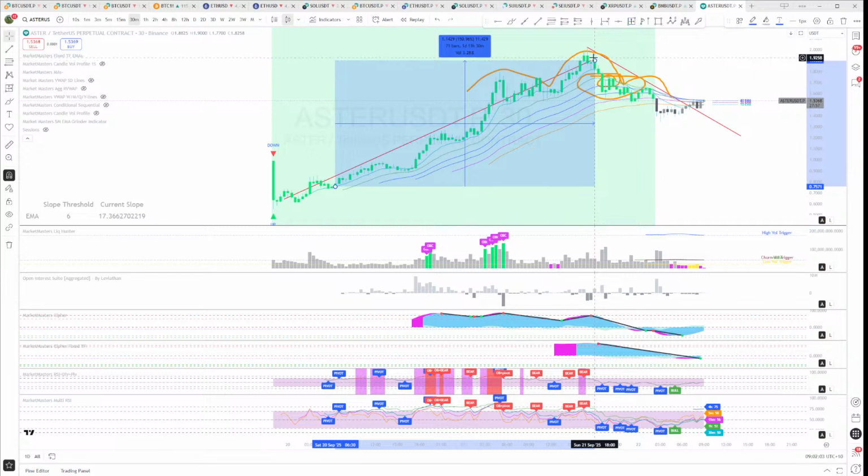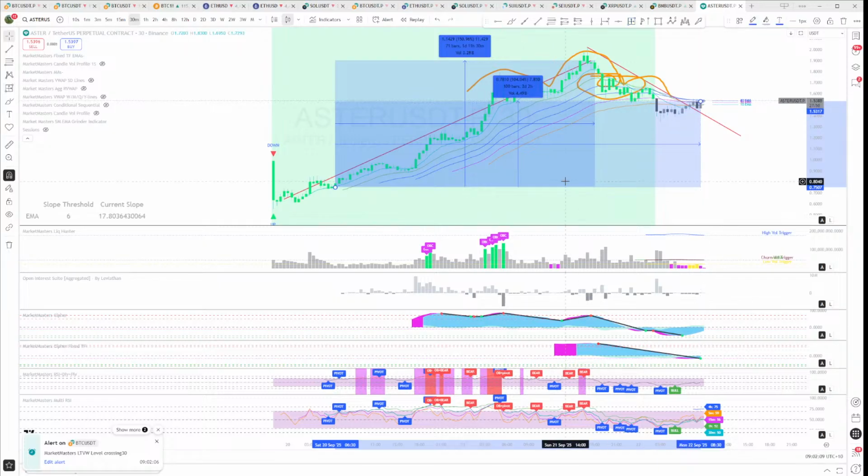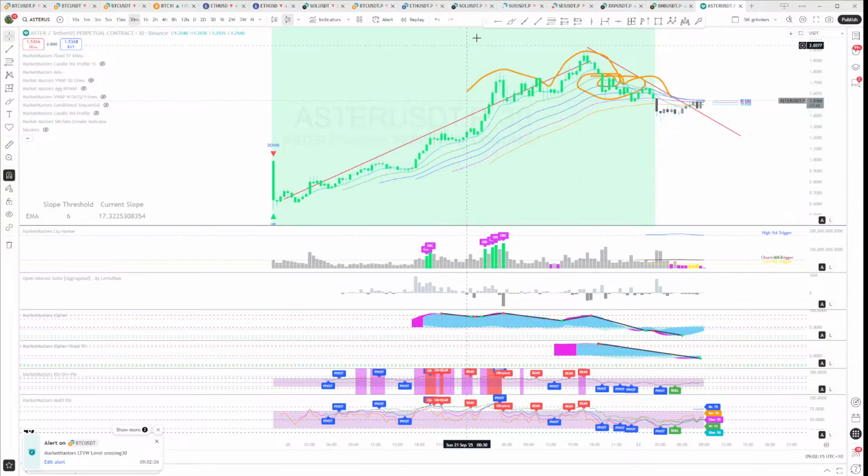150% runner. So yeah, we've come back a bit now. So still sitting at 100%. And yeah, as I said, I've taken profit already. Anyway, that's all for today.